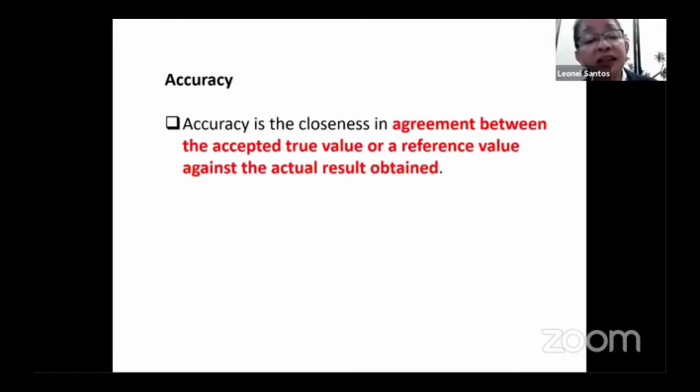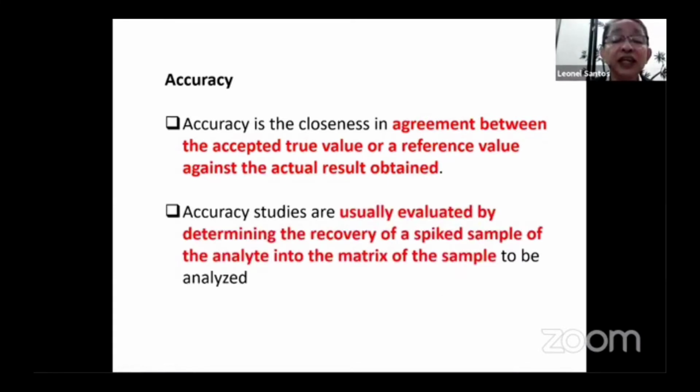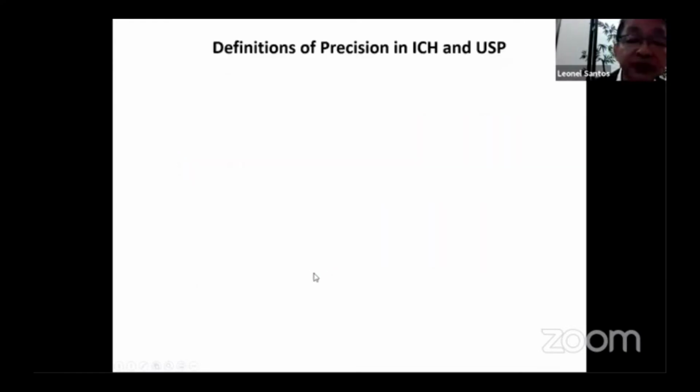The accuracy is simple. This is an agreement between the accepted true value or a reference value against the actual results obtained. So either you know exactly what it contains, or you are using a reference material. And then accuracy, how do you do it in the validation? You actually do the accuracy by spike and recovery of samples.